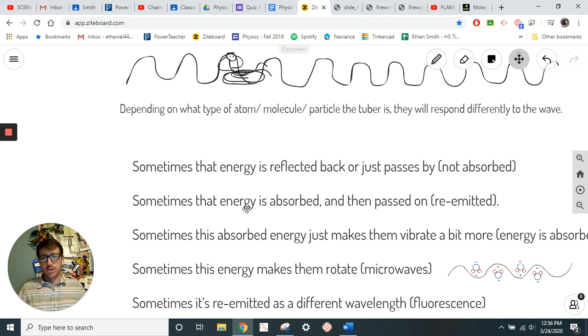This would be like with our tuber: let's say a wave comes along, it kicks our tuber up in the air, and then they fall back down and create a wave, just like the wave that knocked them up into the air.